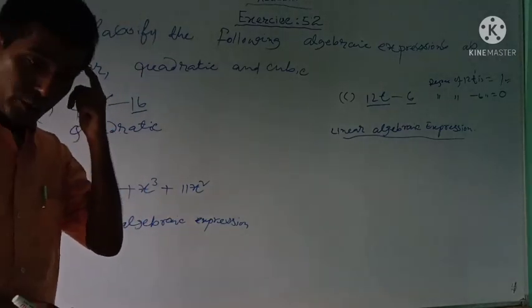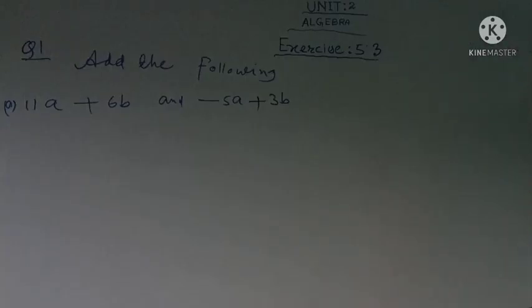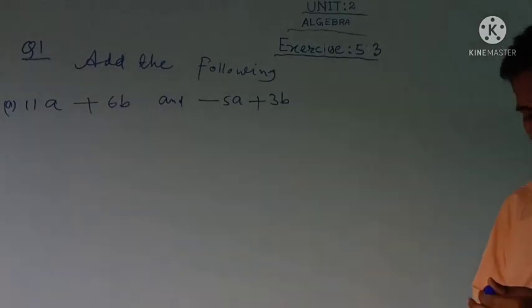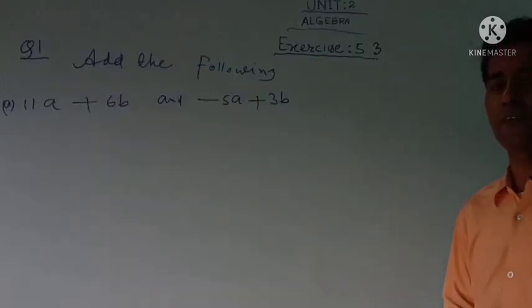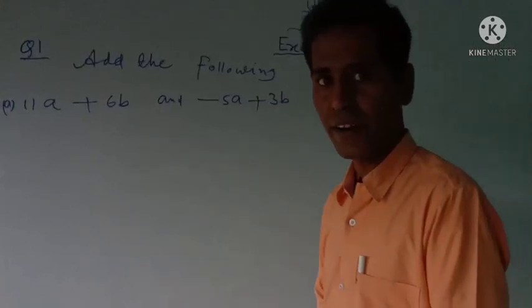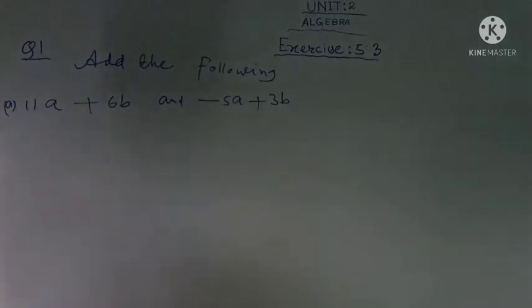Now we'll proceed to exercise 5.3. Well children, now let us proceed to exercise 5.3. It's a very simple chapter. See, only addition and subtraction. This is not a new thing for you. You already know how to add, how to subtract. So first, question number 1 has been picked up for you. That is, add the following. Sub question A, 11a plus 6b and minus 5a plus 3b.